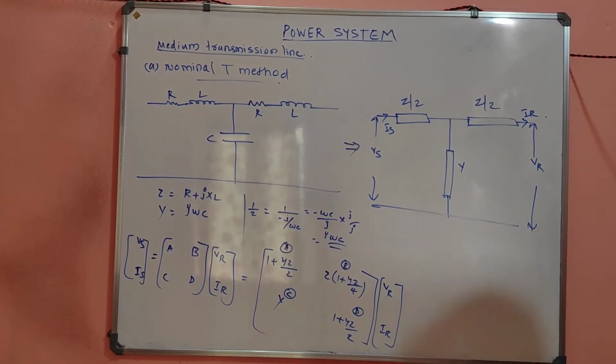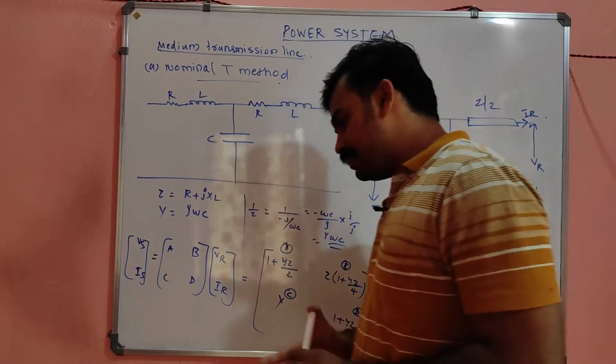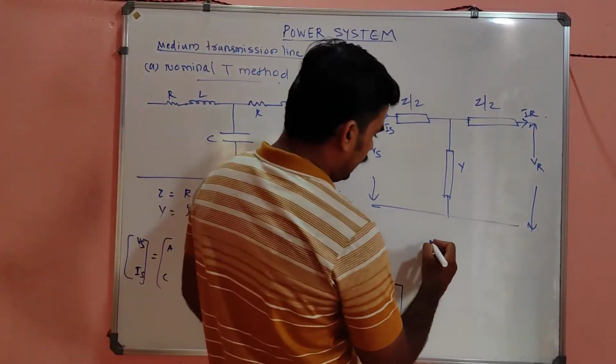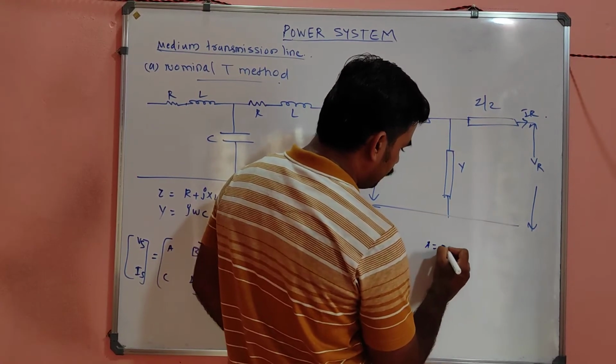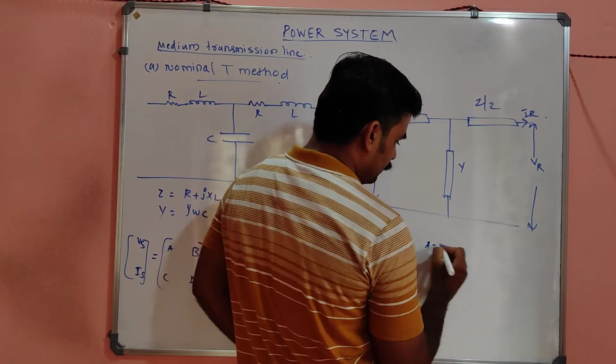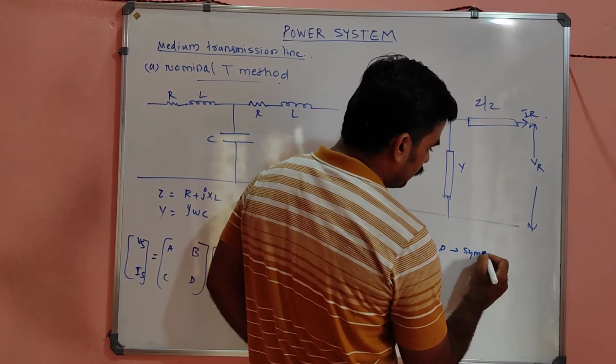Is it clear, my dear? And from here also, you should note one thing. What is A? A is equal to D here also, so it is a symmetric network.